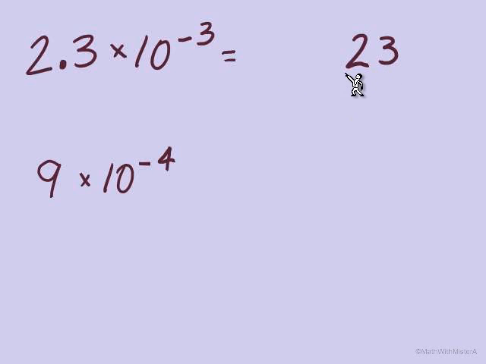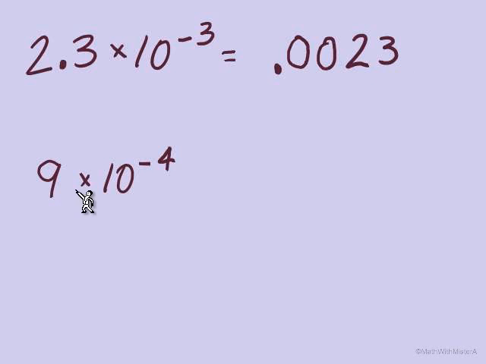So our first jump across the 2, the next 2 jumps are going to be across zeros. It will leave us with 0.0023. If this is tenths, hundredths, thousandths, ten thousandths, that's 23 ten thousandths.